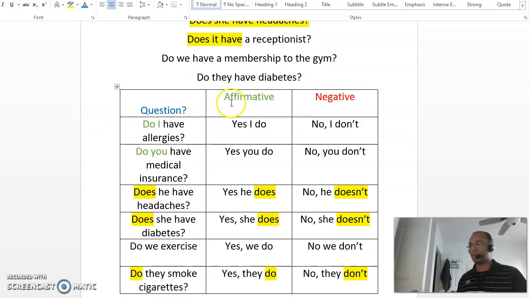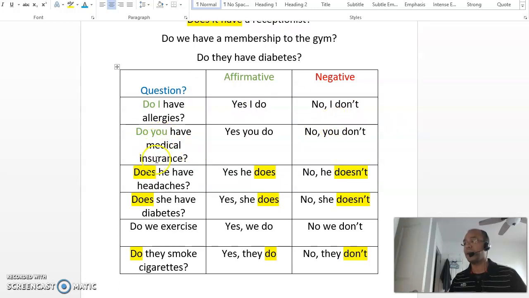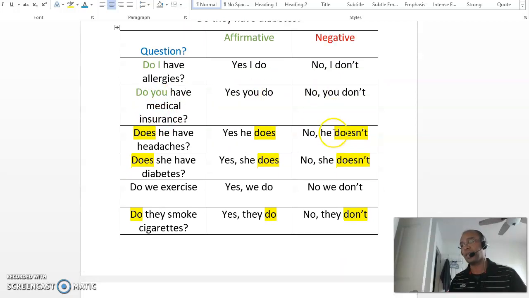Do I have? When you use affirmative, you say yes, I do. Your answer to "Do I have allergies?" is yes, I do. What if you don't have allergies? You will say, no, I don't. Okay. Do you have medical insurance? Yes, I do. No, I don't. That would be the negative.